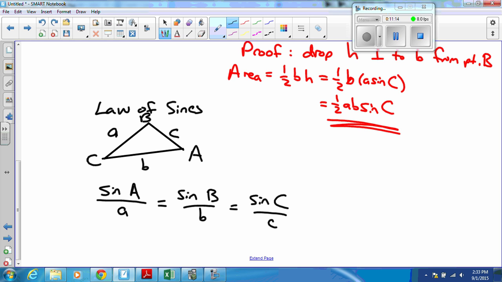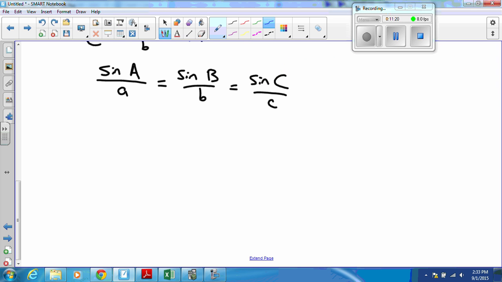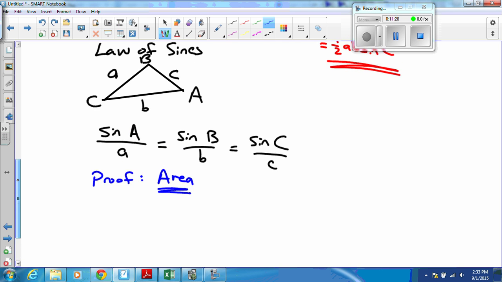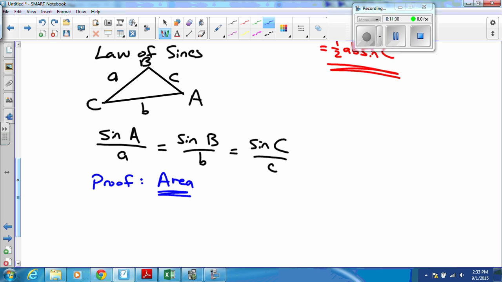And the proof is really, really delightfully simple. The big idea of the proof is area. So if I were to remember the law of sines in one word, the proof goes: area. And here's how we do it. We're going to take our area lemma and we're going to apply it to the same triangle three times using a different included angle each time.